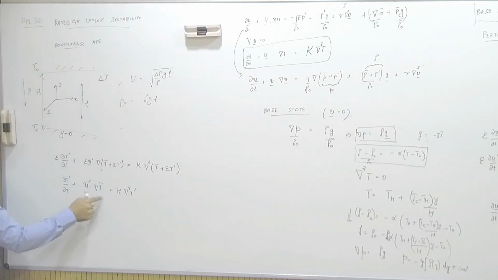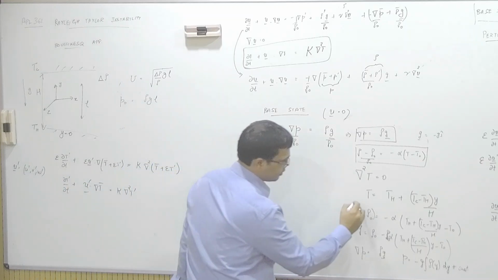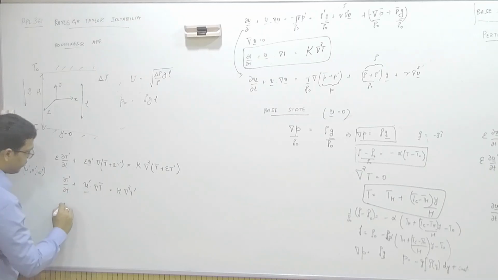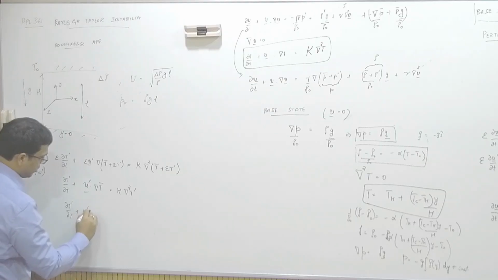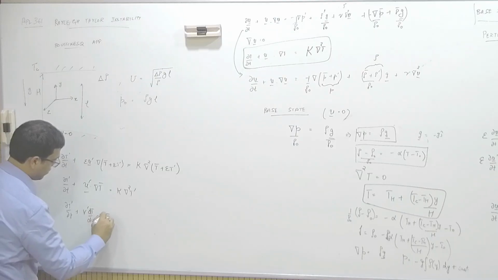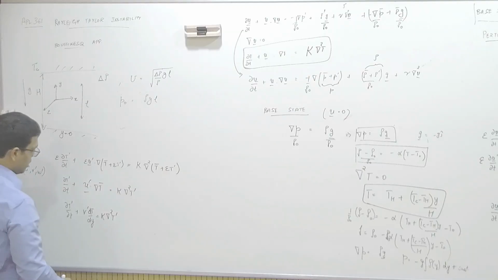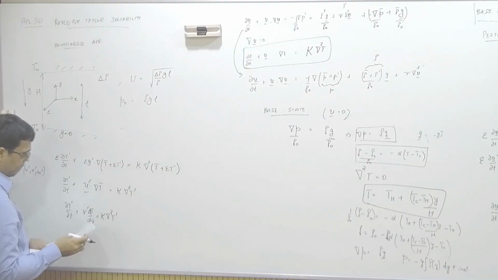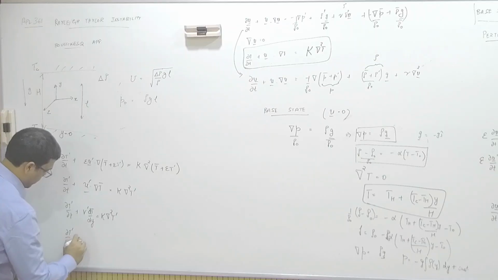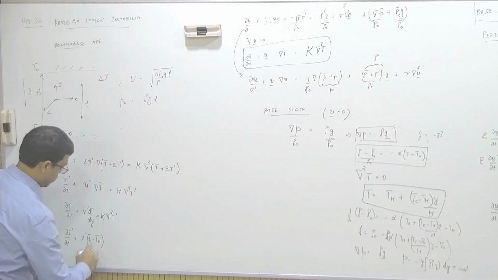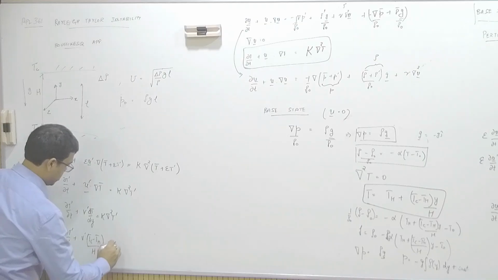And now this equation also we can further simplify. If I write this u prime vector as u prime, v prime, w prime, then I know that grad of T bar only exists in the y direction. So this will be effectively v prime times dT by dy, and dT by dy is simply Tc minus Th over H.